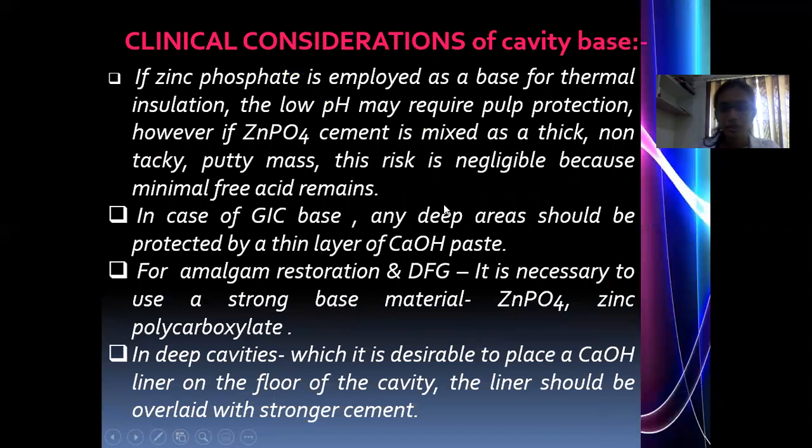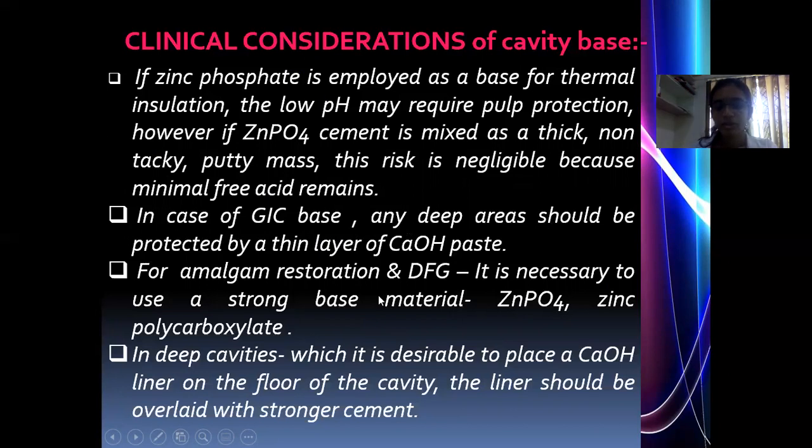In clinical consideration of a cavity base, if a zinc phosphate cement is employed as a base for thermal insulation, it has a low pH. However, if a zinc phosphate cement is mixed as a thick, non-tacky putty mass, this risk is negligible because minimum free acid remains. In case of a GIC base, any deep area should be protected by a thin layer of calcium hydroxide paste.